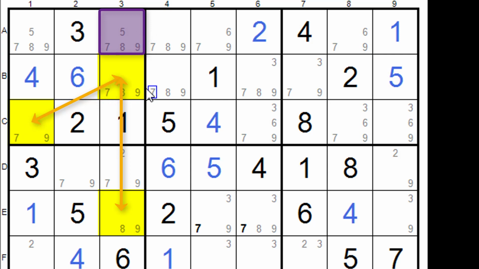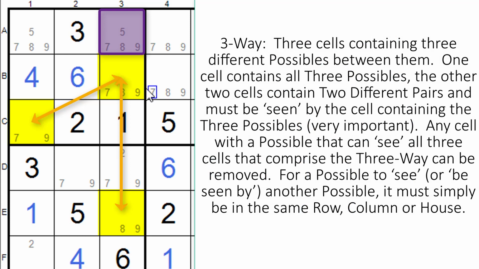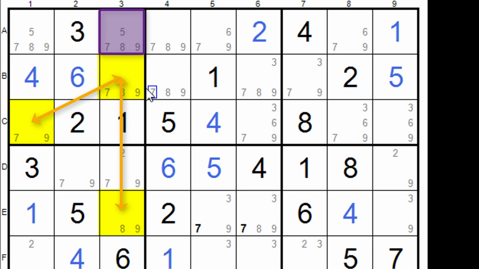And I'll just put up here now what I think is the proper description of it. We're looking for 3 squares or cells containing 3 different possibles between them. 1 square contains all 3 possibles. The other 2 squares contain 2 different pairs and must be seen by the square containing the 3 possibles. I put that there, last part is very important. Any possible that can see all 3 common possibles can be removed. For a possible to see another possible, it must simply be in the same row, column or house and have the same value. Alright, very long-winded, but that's it.